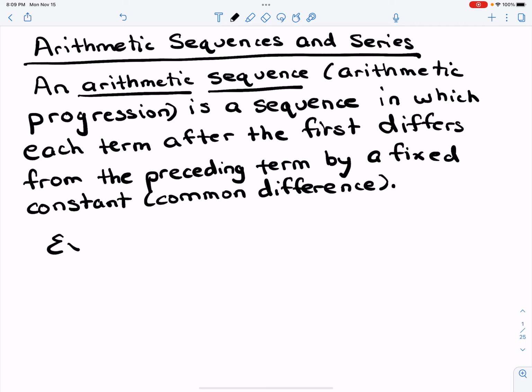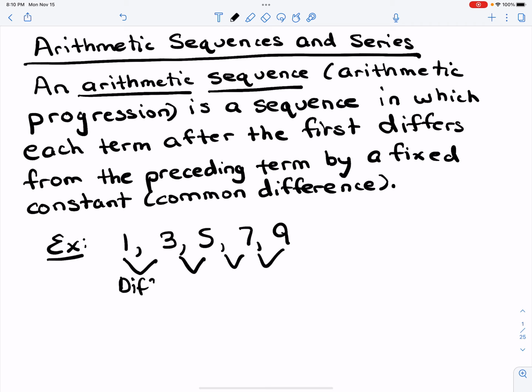For example, let's say you have a sequence of odd natural numbers: 1, 3, 5, 7, 9. That sequence is arithmetic. If you look between two consecutive numbers in that sequence, they differ by the same value of 2. So that's the common difference.